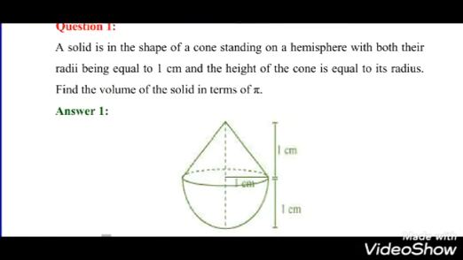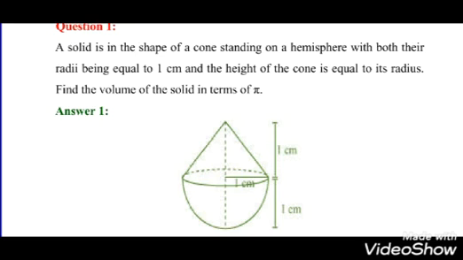As I already told, the solid is a combination of a hemisphere and a cone. The upper part is the cone and the lower part is the hemisphere. In this, the hemisphere radius is 1 centimeter and the height of the cone is also 1 centimeter. So now what we need to find out is the volume of the hemisphere plus the volume of the cone, which gives the volume of this solid figure.